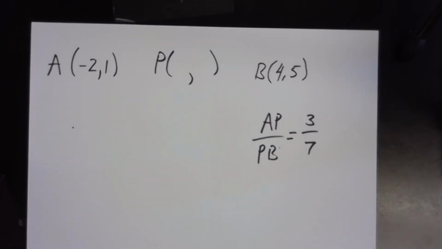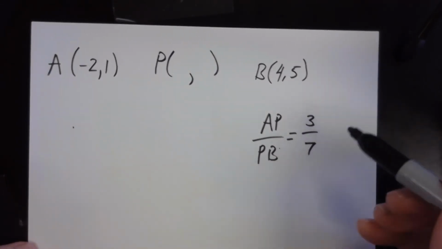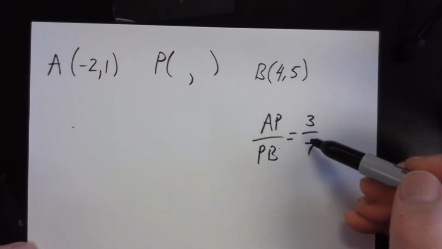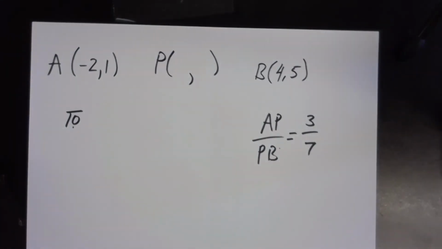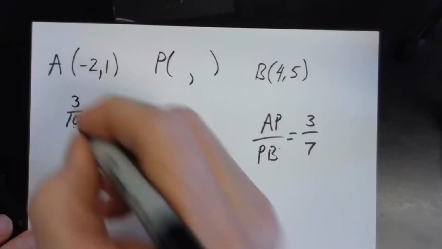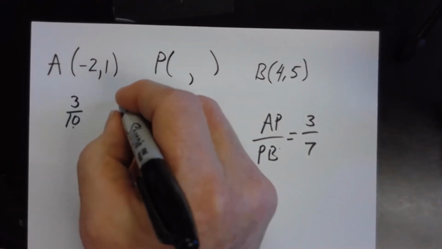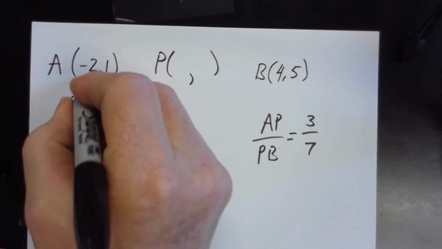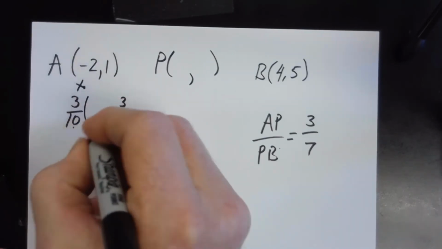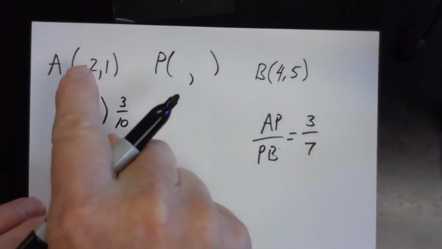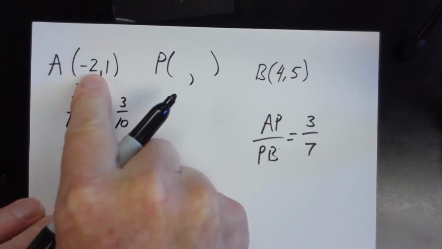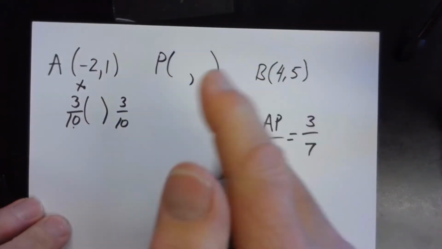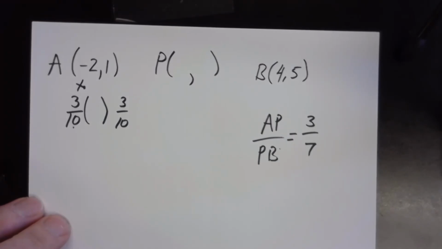Okay. So think about this again. How many pieces do we need to divide this segment up into? 10. Okay. And how many of those 10 do we want to go along from A before we put P down? 3 of them. Okay, so that's what we're going to multiply in both cases. So we're going to take -2 plus 3/10 of the horizontal, the x, right? The change in x from here to here. What is the change in x from -2 to 4? What is that? 6. Okay.